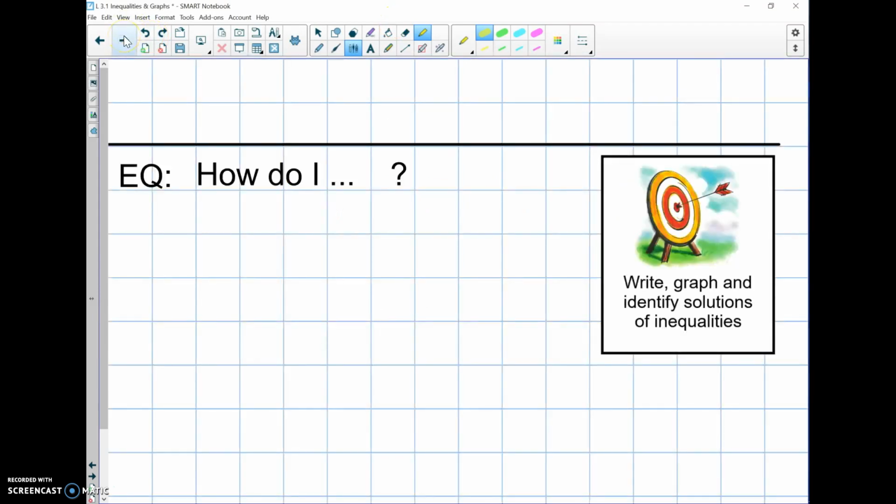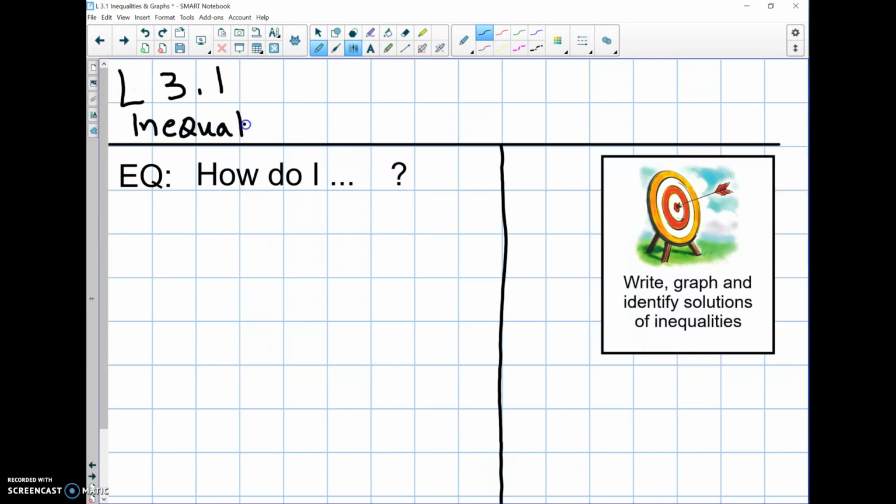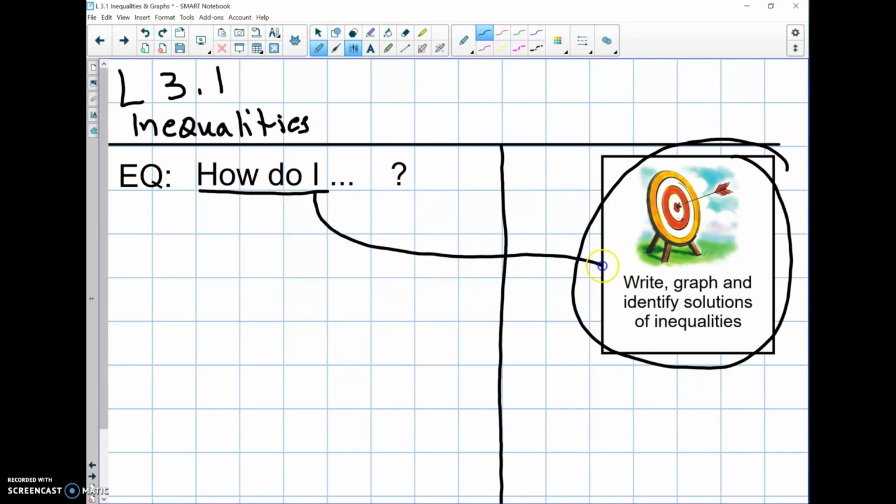So the first thing you should do is set up your notes. Make a 2-column note. This is lesson 3.1 on inequalities. The essential question comes from the learning target, which is write, graph, and identify solutions of inequalities. So a good way to write an essential question is just to add the words "how do I": how do I write, graph, and identify solutions of inequalities? You can hit the pause button while you get that set up, and then hit play when you're ready to go.